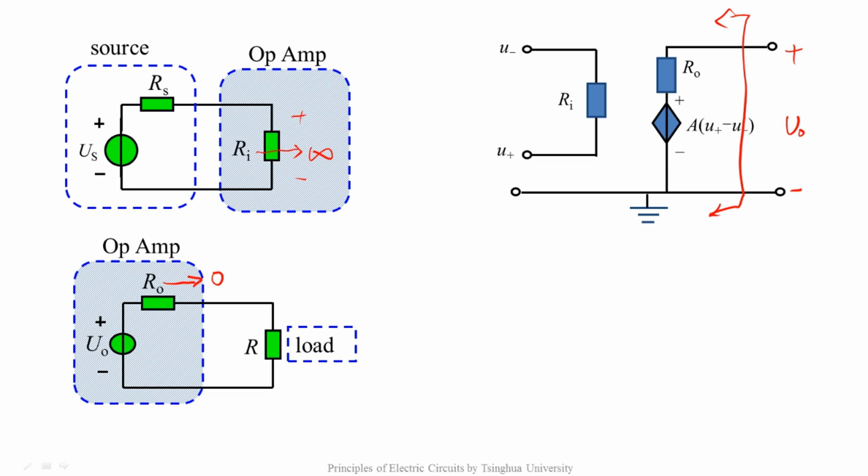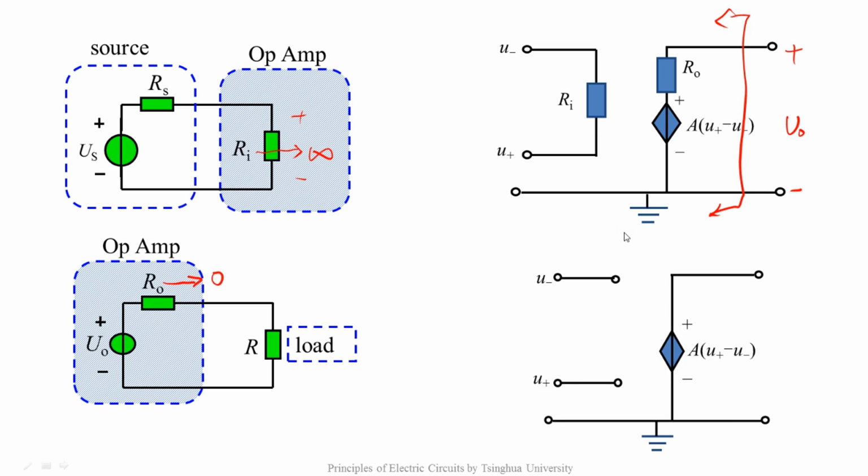When Ri tends to be infinity and Ro tends to be 0, the circuit model of the op-amp can be further simplified like this. In this model, the input resistance is infinity and the output resistance is 0. The relationship between the input and output, which is a simple multiplication, is represented by the voltage-controlled voltage source.